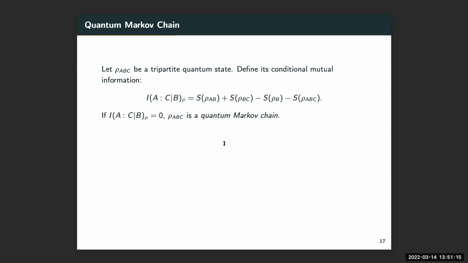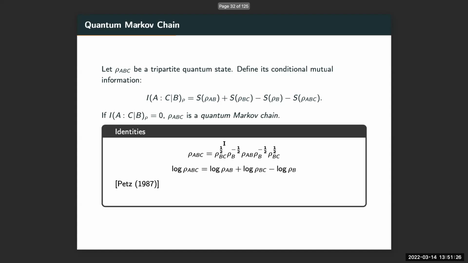And a quantum Markov chain is a very simple object. If this conditional mutual information is 0, then we say rho ABC is a quantum Markov chain. So that's the definition. What's nice about quantum Markov chains, mathematically speaking, is that they obey certain non-trivial identities. For example, rho ABC is equal to that expression, and if you take the log of rho ABC, it can be nicely decomposed into linear combinations of the logs of certain smaller reduced density matrices.